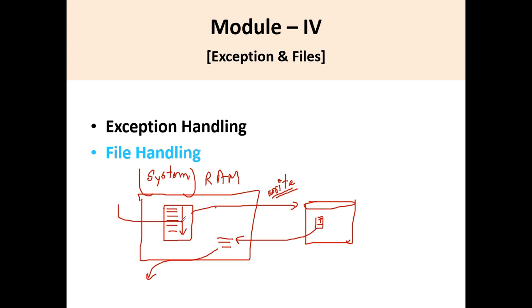And the content comes here from input devices like keyboards or some scanner. So from input devices, the content comes inside RAM, and from RAM, by using the write operation, you are sending the content to secondary storage. The reverse is read. From secondary storage, you are bringing the content into RAM, and from RAM you are sending the data to output devices, right? So this operation is basically called read. These are the two basic operations in file handling.